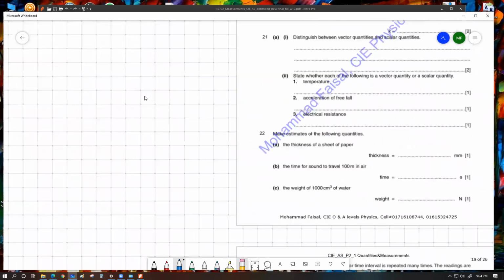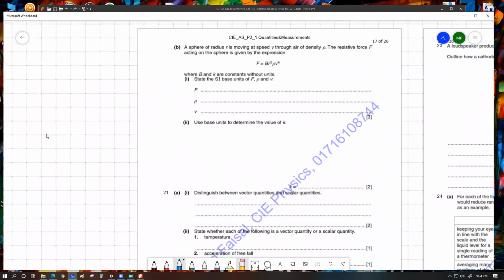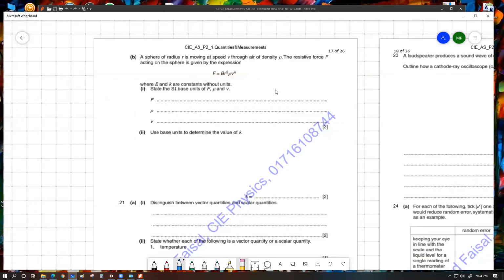আচ্ছা, কোশ্চেন নাম্বার 20, 20 বি হচ্ছে এইটা, অন পেজ নাম্বার 17। কোশ্চেন বলছে a sphere of radius r is moving at speed v through air of density rho. The resistive force F acting on the sphere is given by the expression F equals b r square rho v to the power k, where b and k are constants without units.